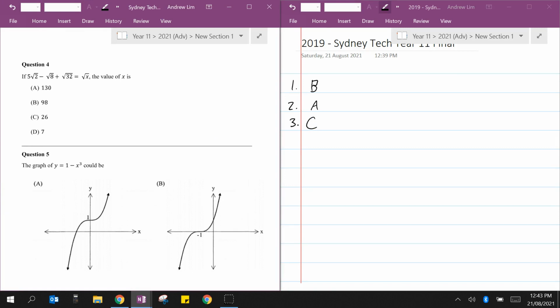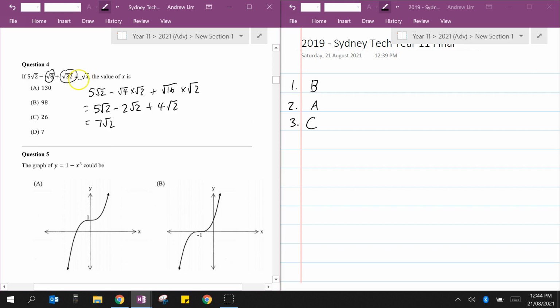Question 4. If 5 root 2 minus root 8 plus root 32 is equal to root x, the value of x is, so we have 5 root 2 minus, I can simplify that as root 4 times root 2, and I can simplify this as root 16 times root 2. Or 5 root 2 minus the square root of 4 is 2. So 2 root 2 plus the square root of 16 is 4. So 4 root 2.